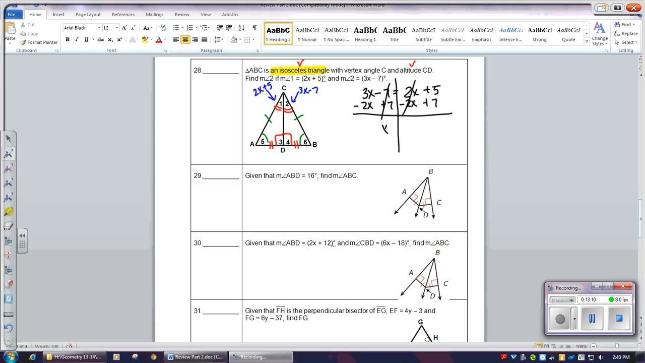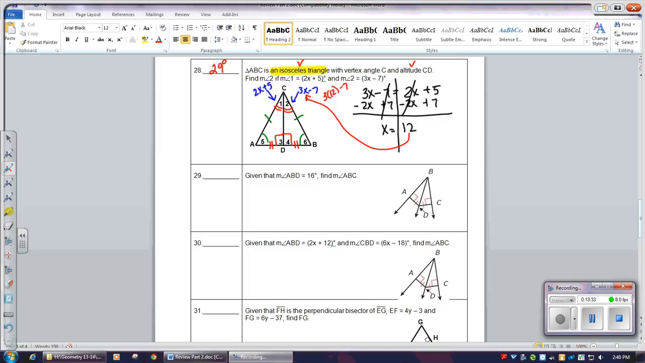That leaves me with x equals 12. Now it doesn't want x, it wants me to find the measure of angle 2. So I need to take that 12 and plug it in right there. So 3 times 12, you always multiply first, is 36. 36 minus 7 is 29, and it's the measure of an angle, so it's in degrees.